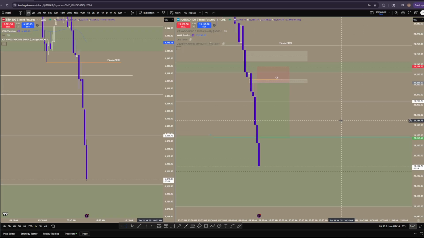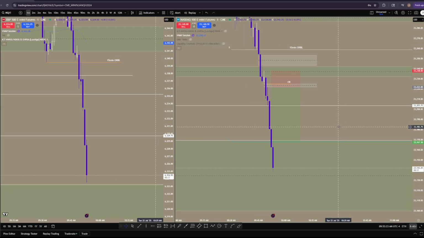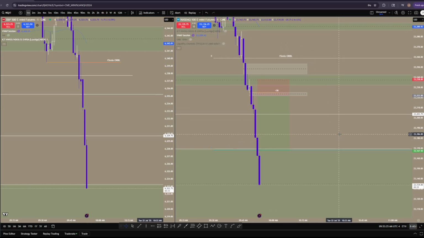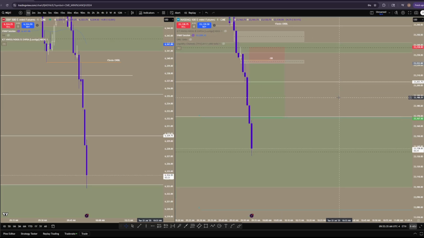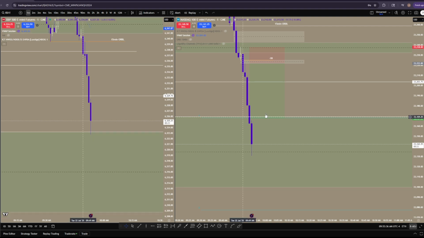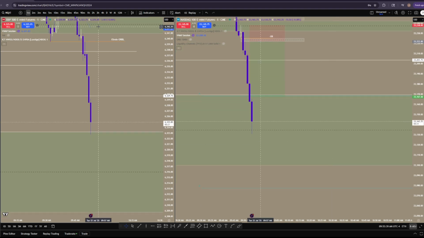We don't test one FVG. We don't test one order block. We don't get any retracement. We just absolutely dump. We are testing the 50% of the daily. This one looks like it's just going to keep going down.